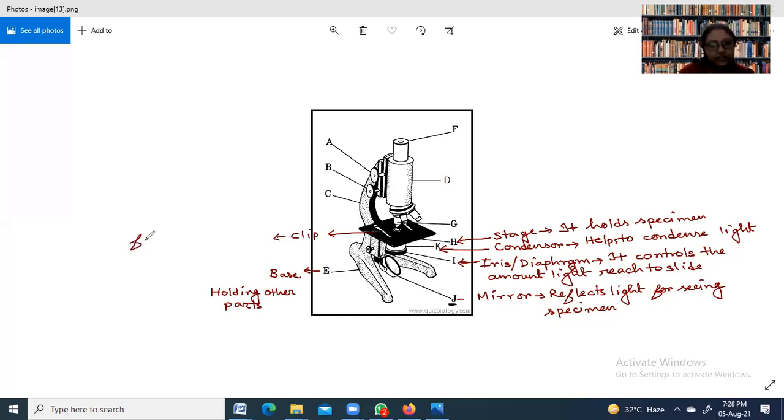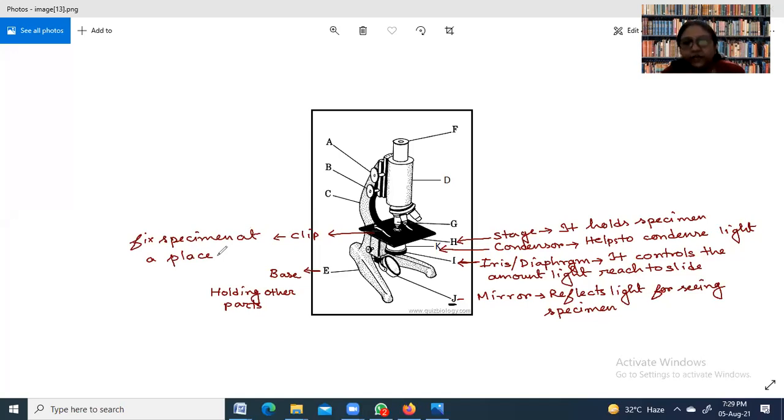It fixes the specimen at a place. वो specimen को एक जगह रखता है.